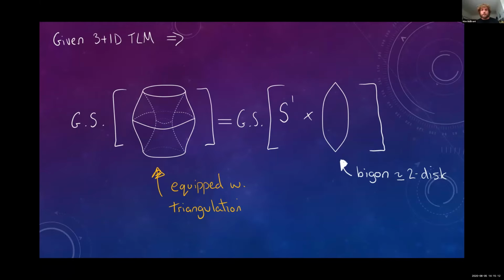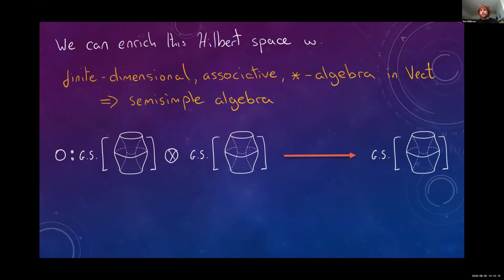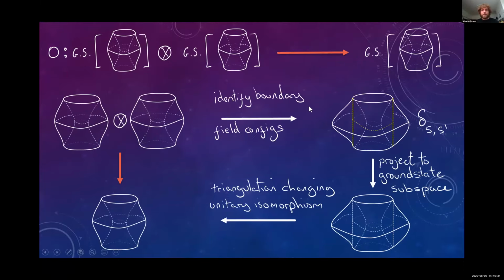So using this ground state subspace, exactly like in Clément's talk, I can define a finite dimensional associative star algebra inside the category of finite dimensional vector spaces. And in particular, these 3 conditions guarantee that this algebra will be semi-simple. And the way that I do this is, given the tensor product of these ground states, I pick some product state, and I can think about gluing this cylinder, well, this manifold, inside this other one.